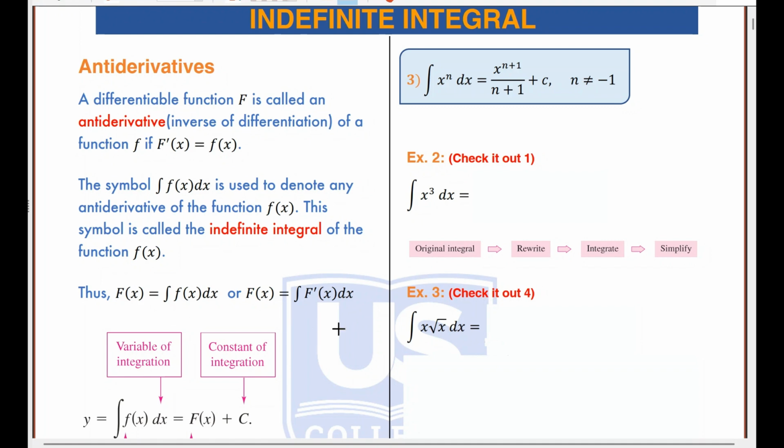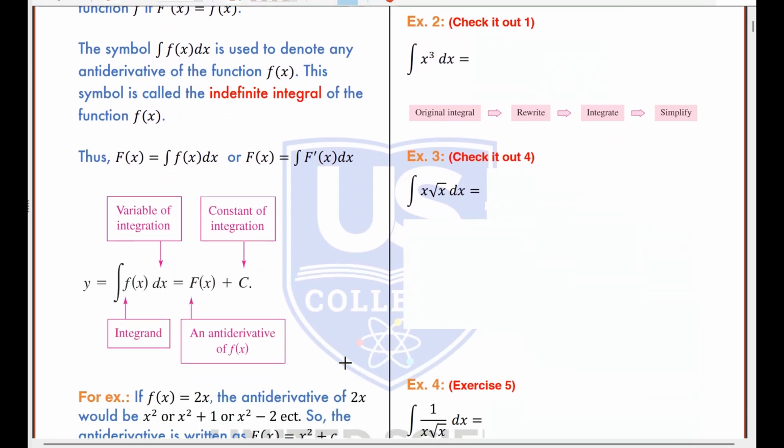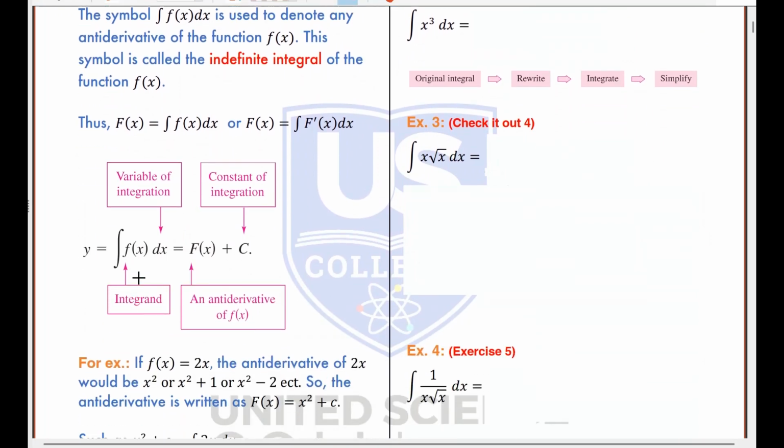So we put the derivative inside the integral symbol, and the function that we have before taking derivative outside of this symbol. Let's take a look at this. This is called integrand. Whatever we have inside the integral symbol is called integrand. This dx is the variable of integration. On the other side of the equation, what we found after taking the integration is called antiderivative.